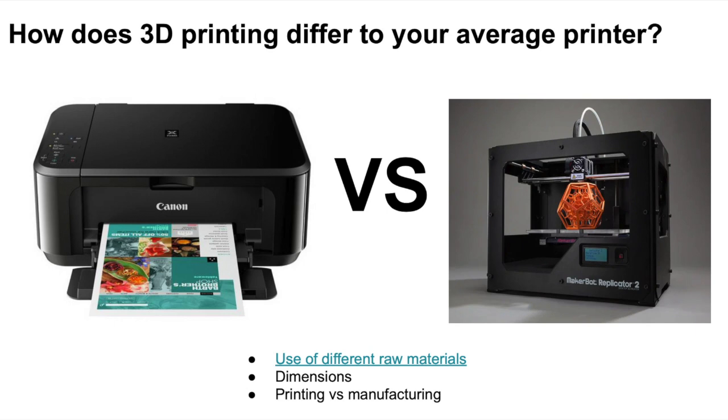How does 3D printing differ to your average printer? You don't need ink for 3D printers. 3D printers need a different type of raw material because they are not merely going to create two-dimensional representations on the image of a paper. They're going to create an actual copy of the object. Essentially, the difference between 3D printers and 2D printers is that of printing versus manufacturing.